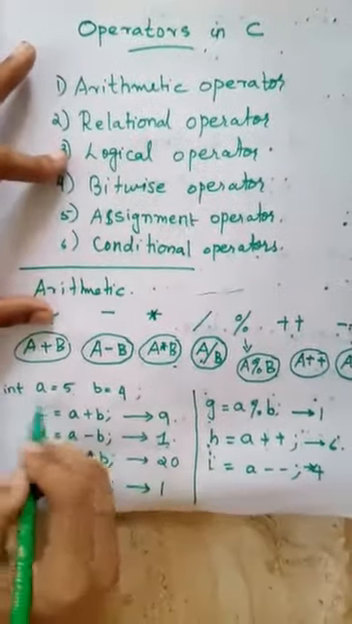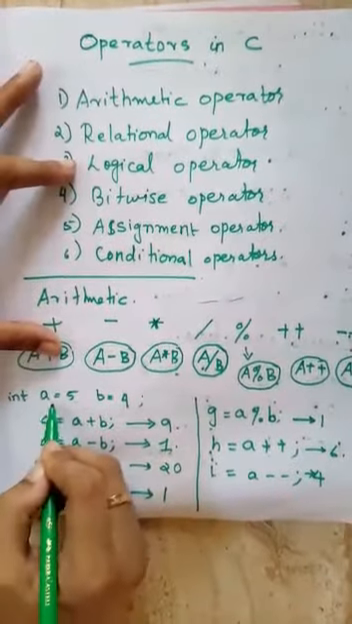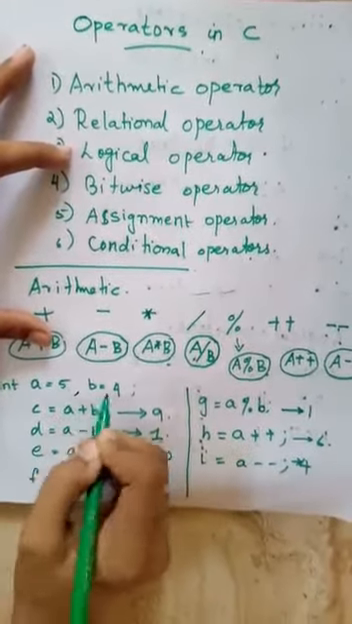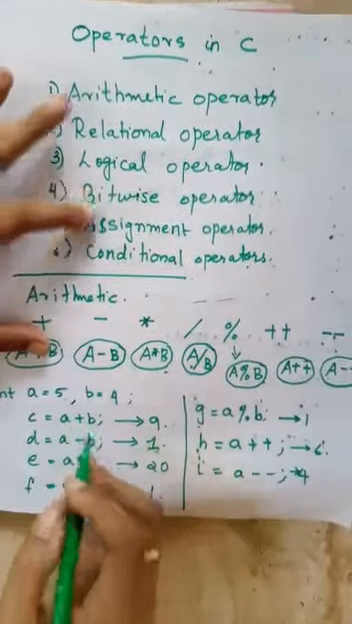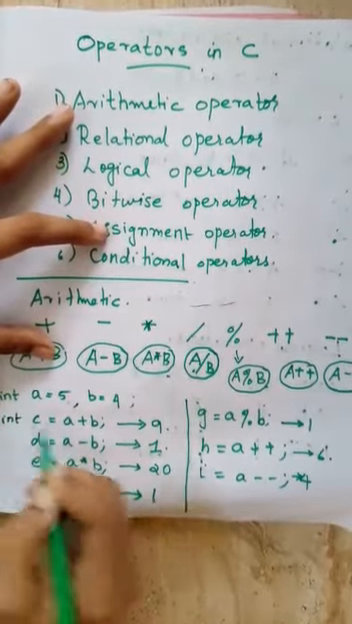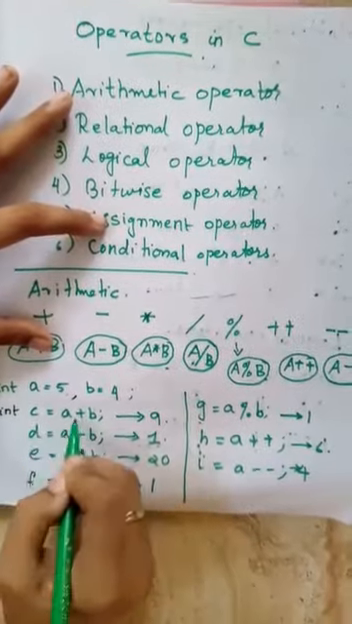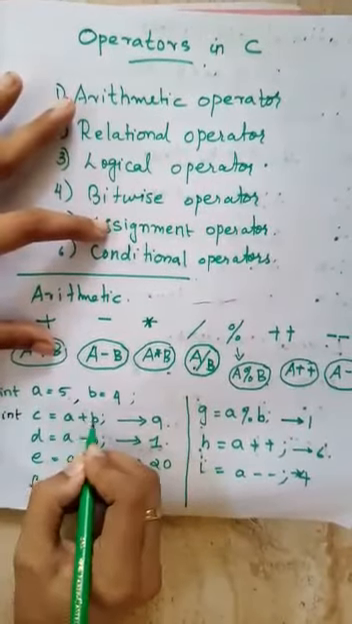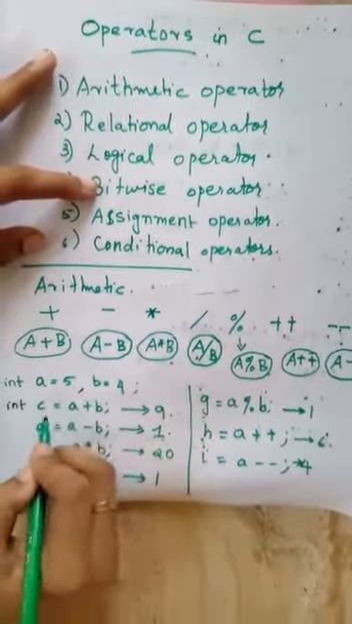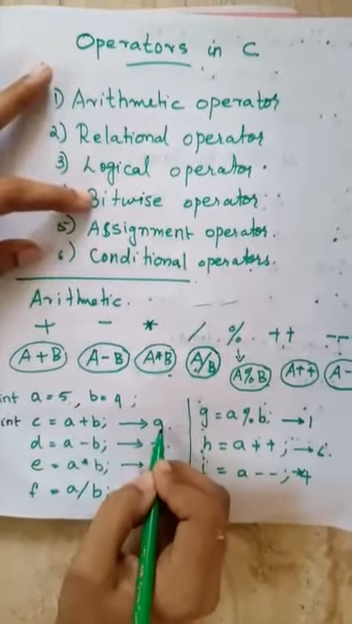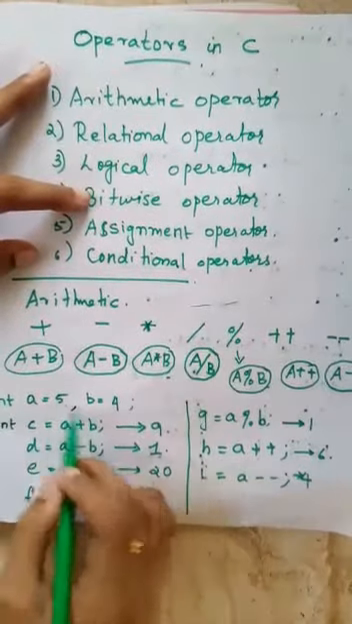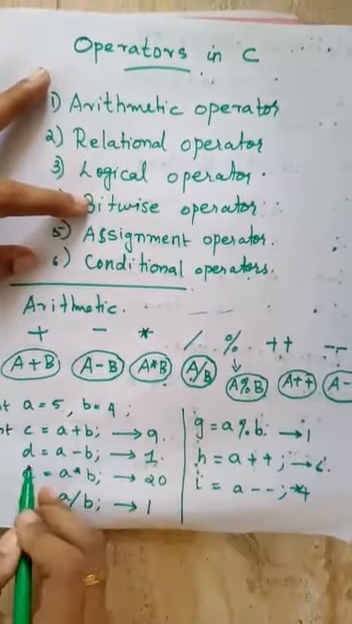So we are considering an example here. Int A is equal to 5 and B is equal to 4. These are the two operands. So here int C will store the sum of A and B, that is A plus B. So we use the plus operator here. A plus B, that is 5 plus 4, will store 9 in C. Similarly, A minus B, that is 5 minus 4, will give 1. So 1 will be stored in D.